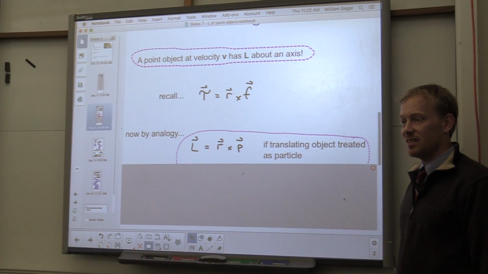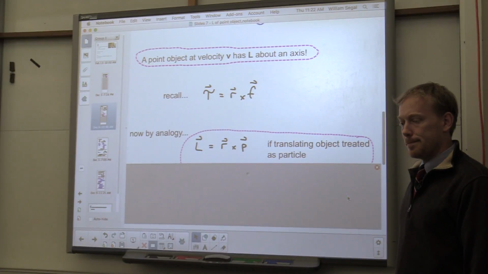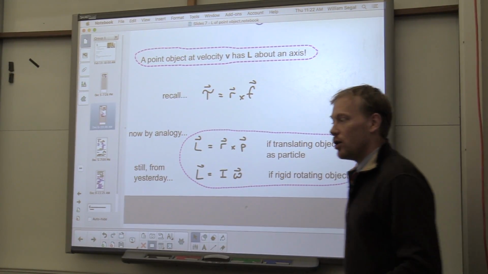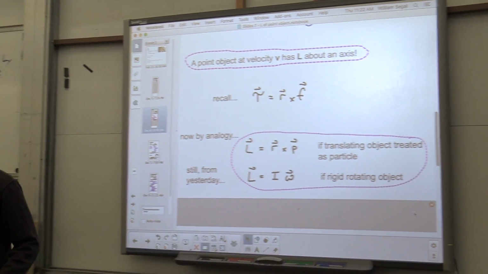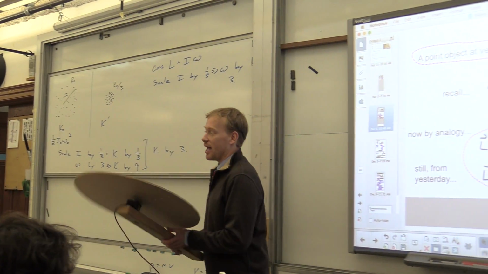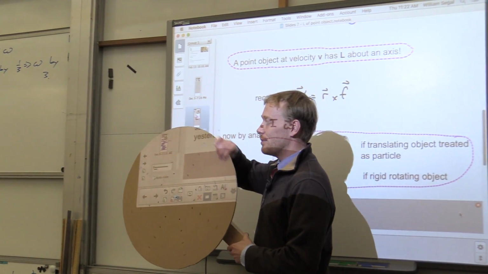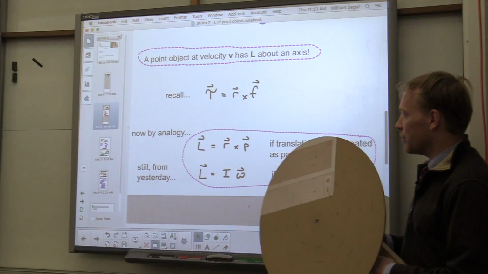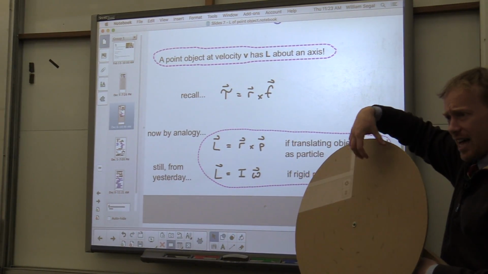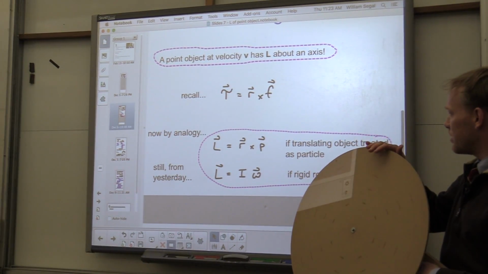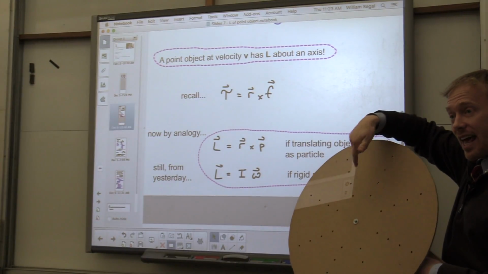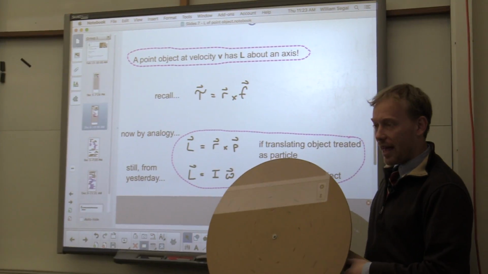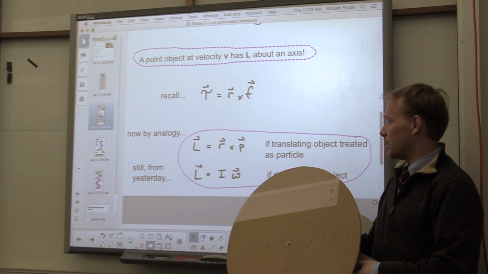Nice. Can we use this for the man on the wheel himself? Great question. If you have a wheel, what we said yesterday is if you want to write down an expression for the angular momentum of this wheel, you can: I omega. When you have a rigid rotating object, rigid as in every bit is attached to each other, and it has an angular velocity omega, you can still use I omega as an expression to capture the whole angular momentum of the situation.